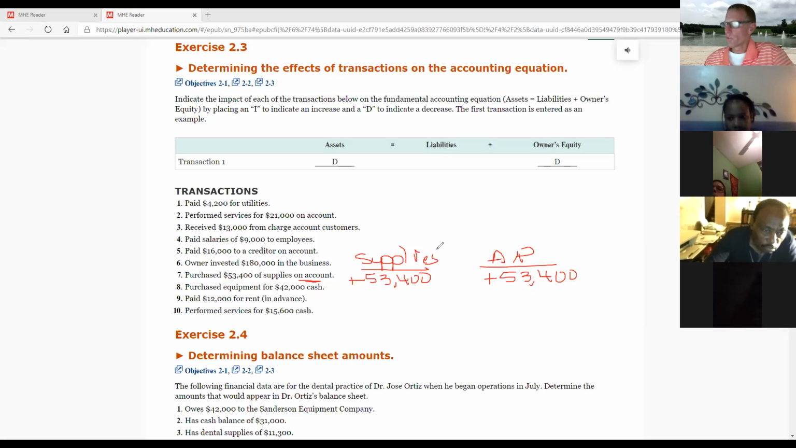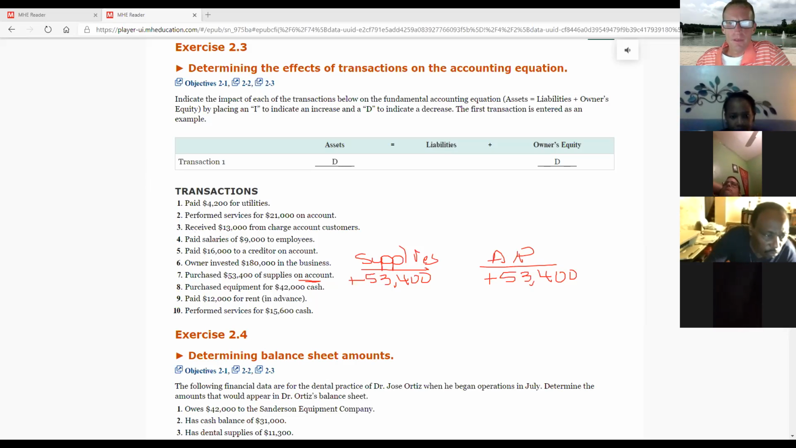And then you just put it under accounts payable. And then eventually you'll pay that 53.4. When you pay that 53.4, you'll reduce cash and then reduce accounts payable. Right. Okay. All right, 2 more.